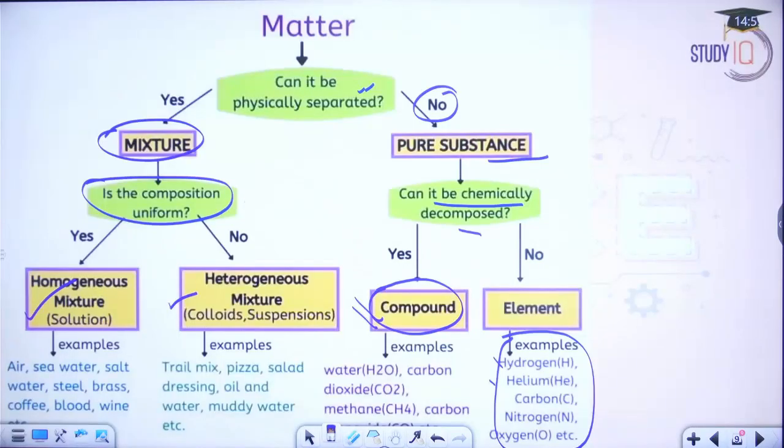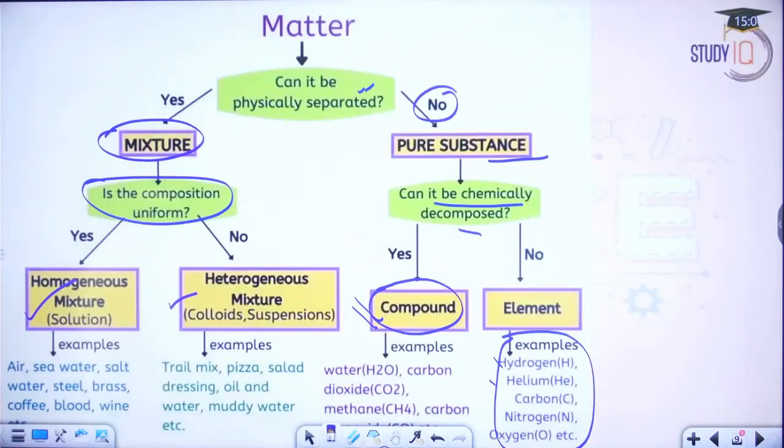Why so? Because if you take one particular sample, it may have the rich mixture or it may not have the rich mixture. That is why it is a heterogeneous mixture. Example, colloids, suspensions and all that. So these are the heterogeneous mixtures. Now, yes, uniform composition.